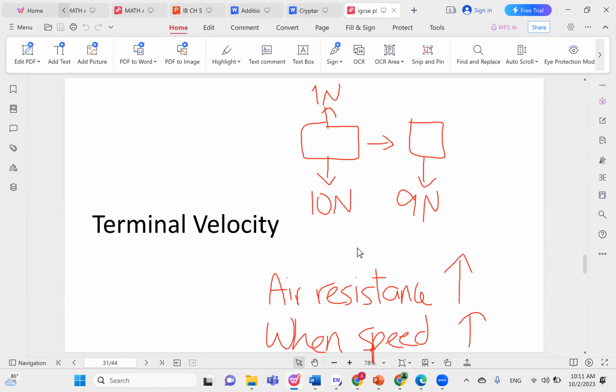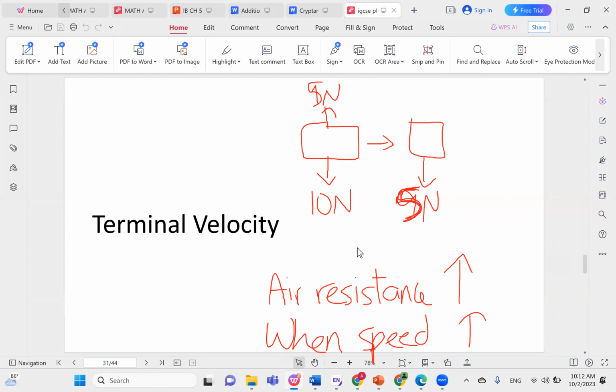Now, what happens? Well, we still have a 9 Newton force pulling us downwards, so we're still accelerating downwards, which means that the speed keeps increasing. And then when the speed keeps increasing, the air resistance keeps increasing as well. So instead of 1 newton here, I'm going to have maybe 5 newtons. And then what happens when I have 5 newtons pushing me up? The resultant force here becomes 10 minus 5, which is 5 newtons as well. Again, the resultant force is still 5, pulling me downwards, and this tells me that I'm still accelerating and my speed is increasing.